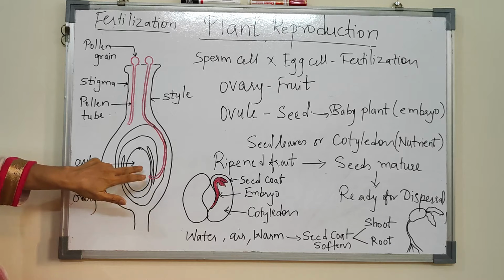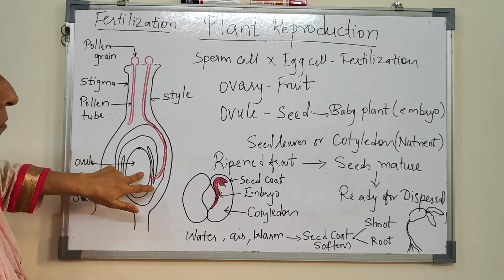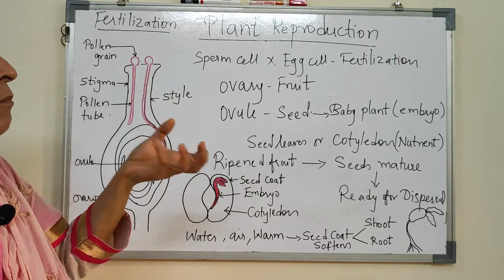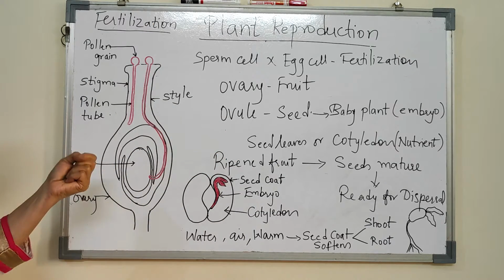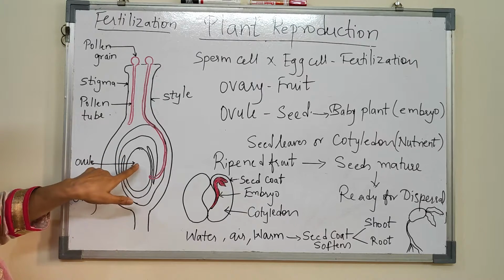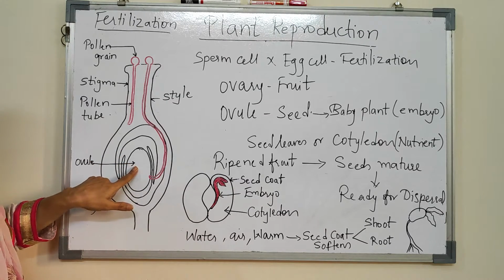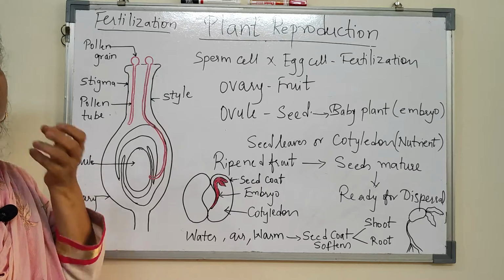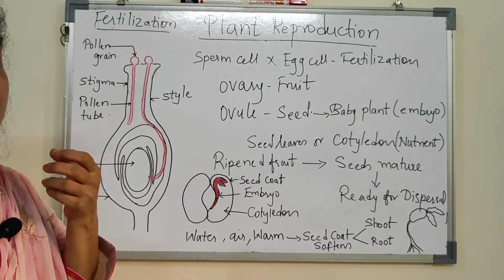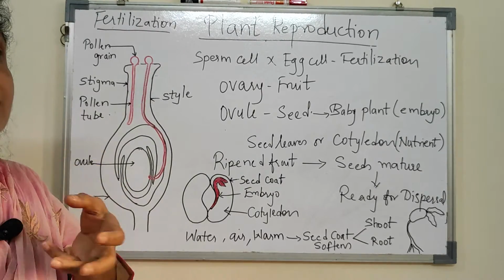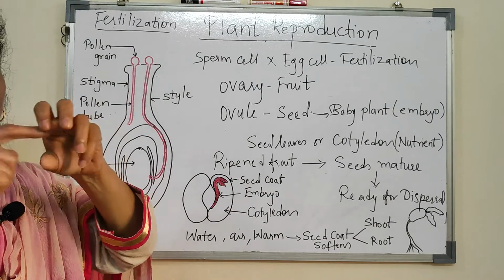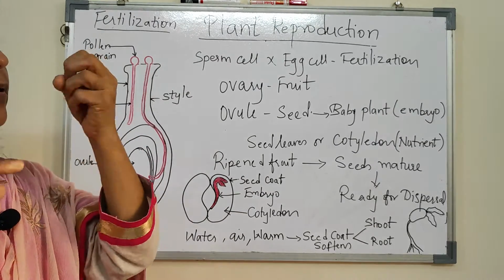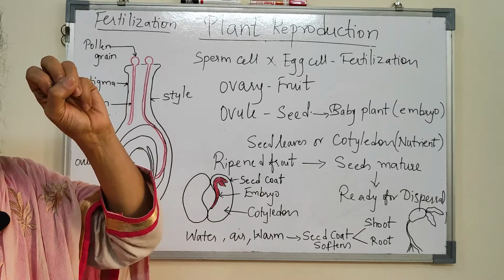Now, as soon as the fertilization takes place, what is going to be formed? An embryo. So now this embryo will be there in what? Ovule. Ovule has got the female's reproductive cell, the egg cell. So ovule has got the egg cell. Now, fertilization has taken place. Embryo will be there in the ovule.